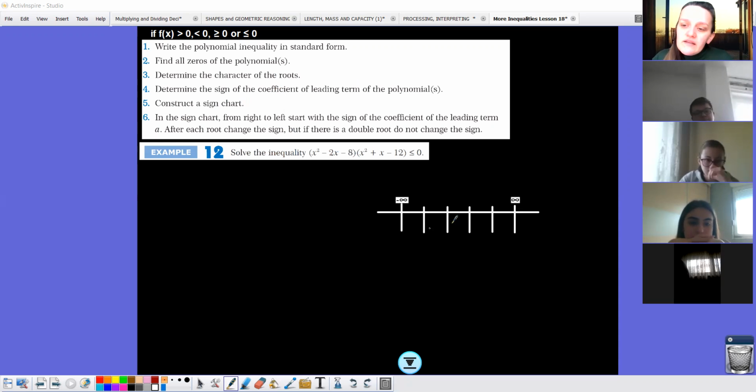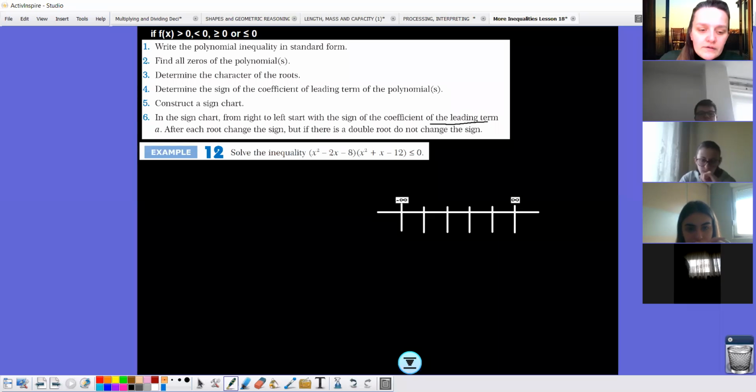Now, how are we writing the signs directly at the end? In the sign chart, from right to left, start with the sign of the coefficient of the leading term. After each root, change the sign, but if there is a double root, do not change the sign. You have these steps in the book. You don't have to write them. Now let's see how it works.